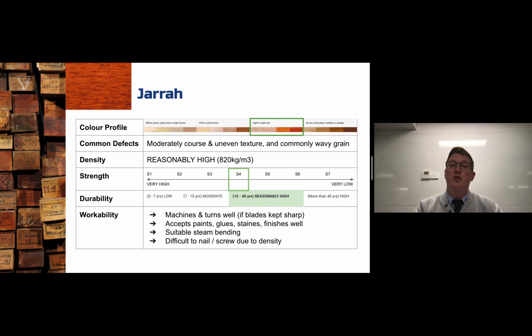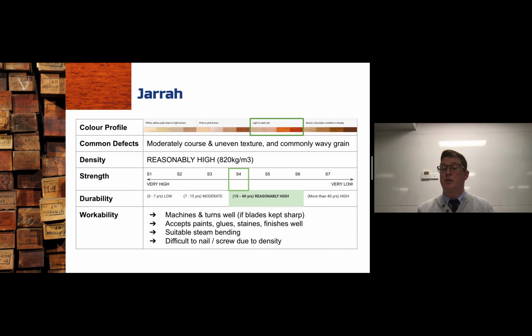Moving across to Jarrah. Jarrah sitting in the red category of colour profile, so not the darkest timber available, but quite red, almost towards the chocolate colours. It's a very high strength one as well, not as high in density as spotted gum. You can see 820 kilograms, so sitting in S4s for strength. And you can see the density and the strength went down, and so did the durability. So you can start to see the relationship between these different components.